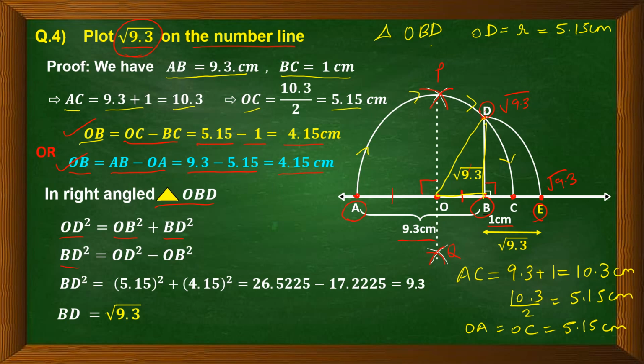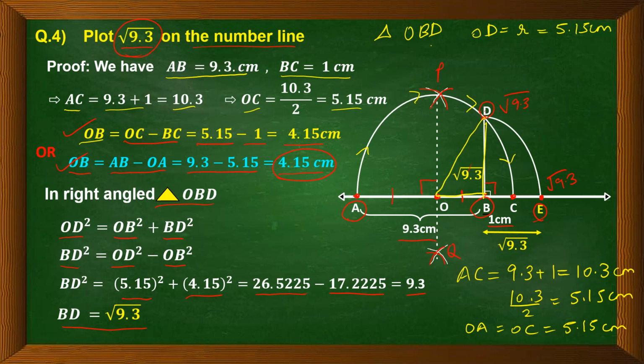So we can say BD square is equal to OD square minus OB square, because we need to find BD square. OD square is nothing but the radius, which is 5.15 square, and OB we have calculated over here, it is 4.15 whole square, which is equal to the square of these, 26.5225 minus 17.2225, which is equal to 9.3. So BD square is 9.3, so we can say BD is equal to root of 9.3.